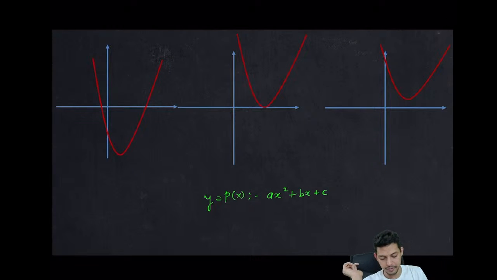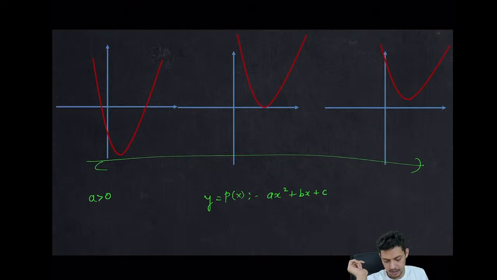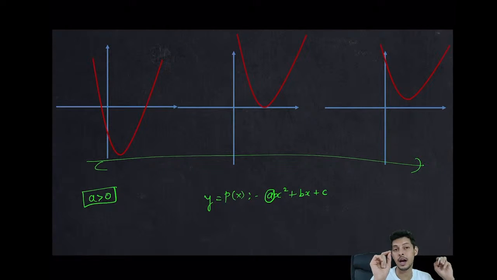Now in the three pictures that you see, each of these parabolas is upward opening. Reason being, for all these parabolas, a is greater than 0. That is, if the coefficient of x square is positive, then the graph of a quadratic will always be an upward opening parabola. You have to keep this in mind. Upward opening parabola will occur if and only if the coefficient of x square is positive.